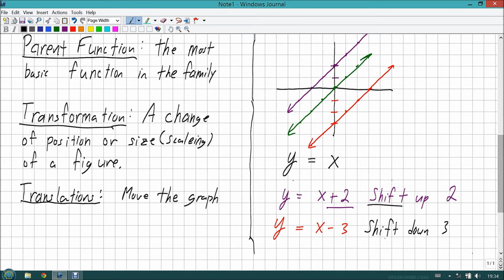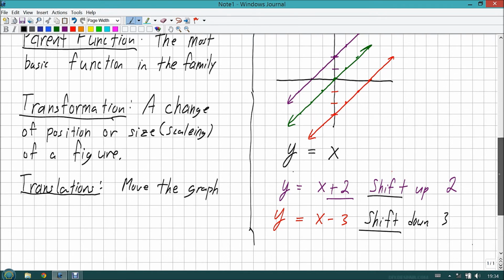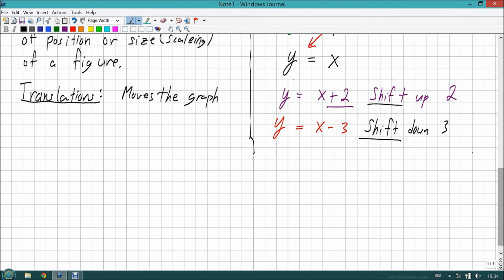In other words, we shift up or down, left or right. So a translation shifts the graph or moves the graph. Now there's another type of transformation that they call in your book a rotation, which is a really bad name. Same thing with reflection. But I guess we can go over it for now.